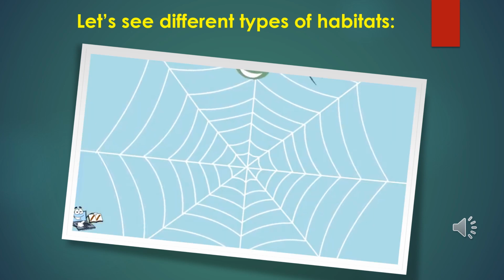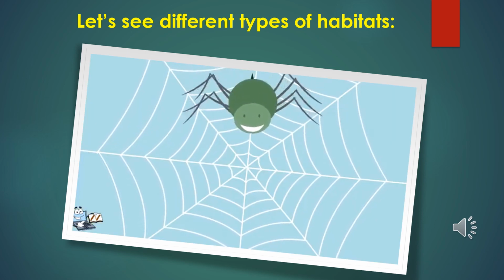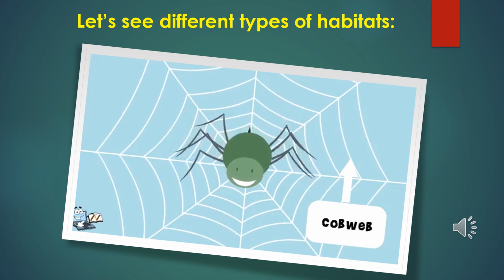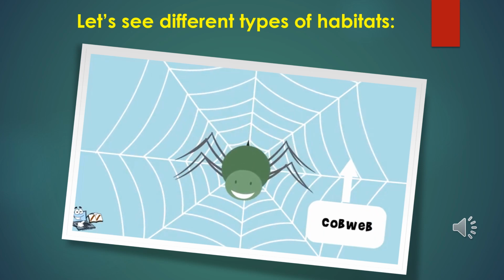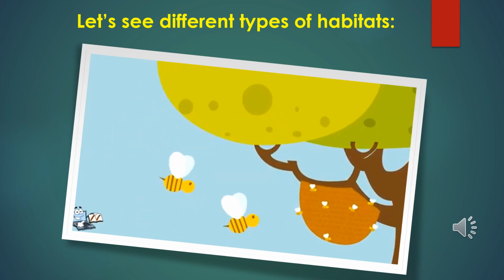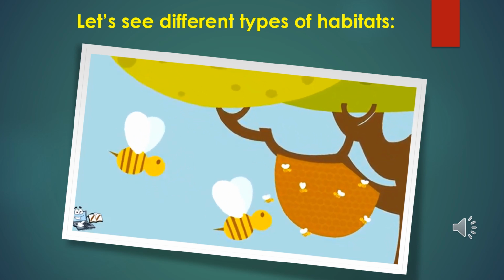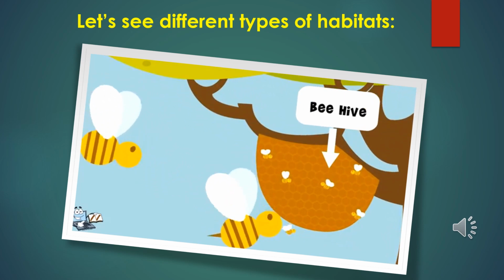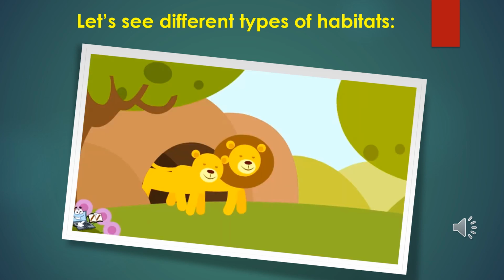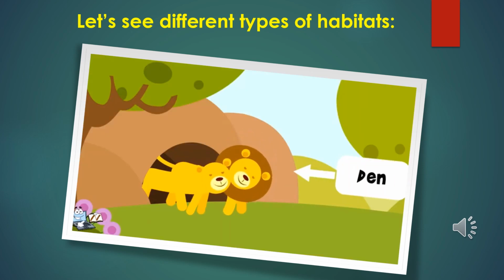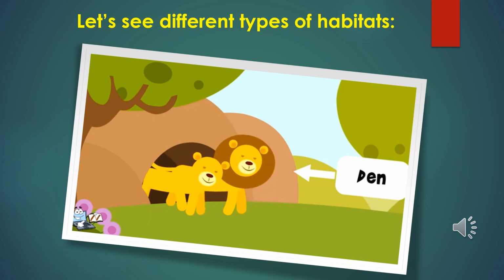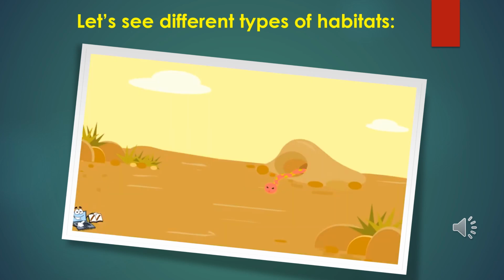Home of a spider. A spider's home is called a cobweb. It spins a cobweb to live in. The home of a honeybee. Honeybees make hives to live in. The home of a lion. A lion lives in a den when a mother has very young cubs. Mostly, a lion lives under shady trees. Home of a snake. A snake's home is called a hole.